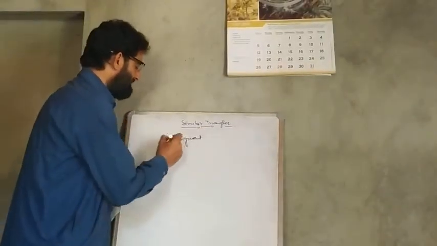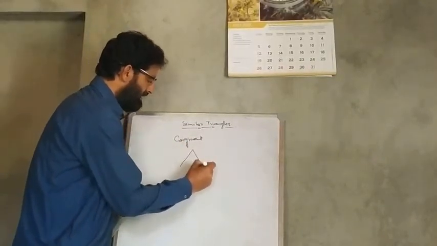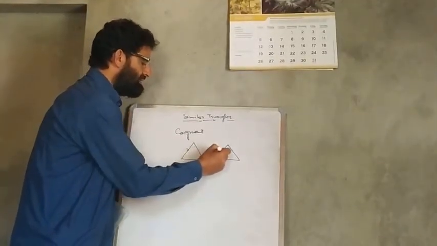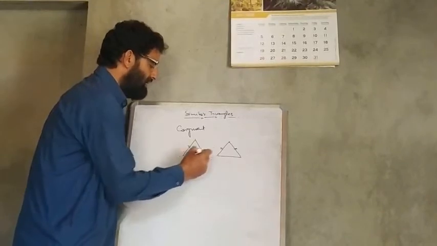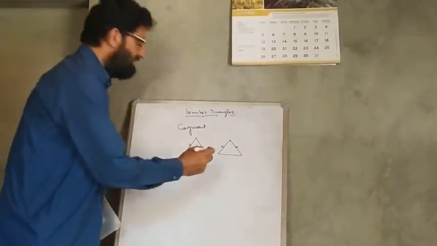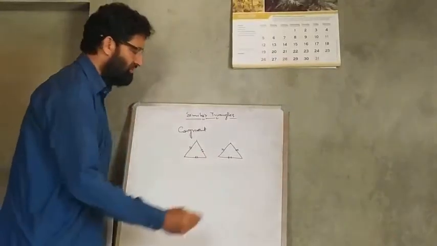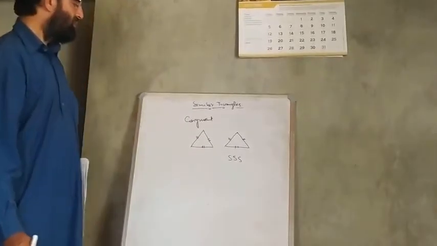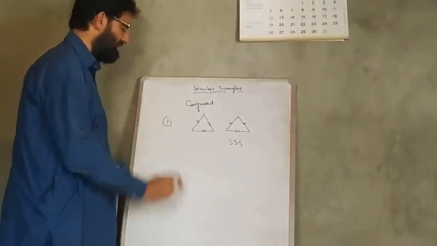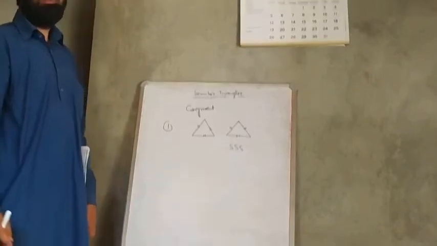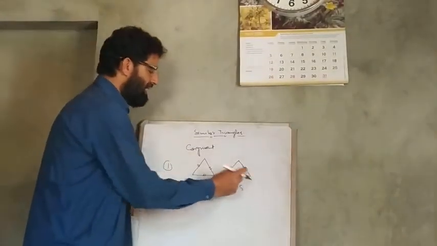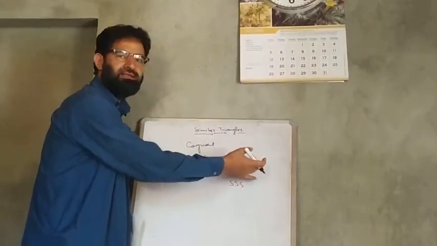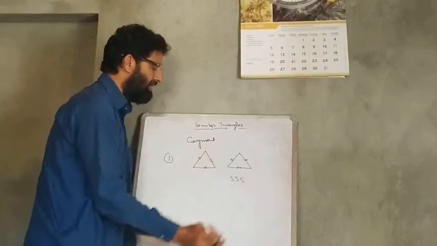When two triangles are said to be congruent? When all the three sides of one triangle are respectively equal to the corresponding three sides of another triangle, then two triangles are said to be congruent. This is labeled as SSS axiom. So this was the first rule you discussed in 9th class about congruency of triangles, SSS. When all the three sides of one triangle are respectively equal to the three corresponding sides of another triangle, then two triangles are said to be congruent.